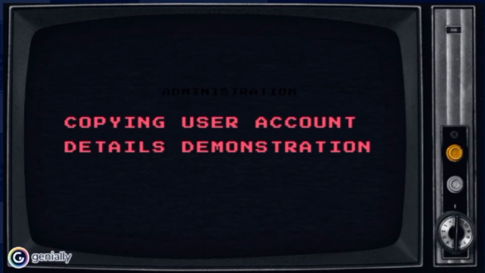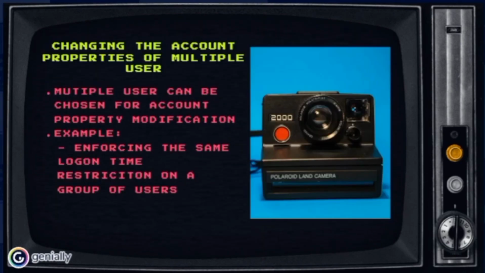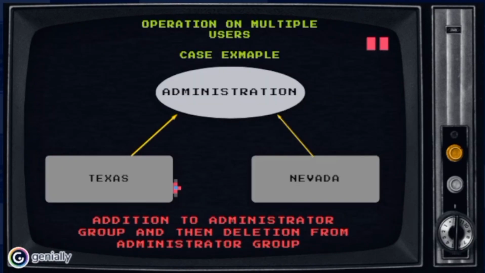Copying user account details demonstration. Changing the account properties of multiple users. Multiple users can be chosen for account property modification, for example, enforcing the same logon time restriction on a group of users. And this is the case example of operation on multiple users. On the top is the administration. Administration can operate on Texas and Nevada, adding to the administration group and then deleting from the administration group. It can decide whenever it adds or deletes.